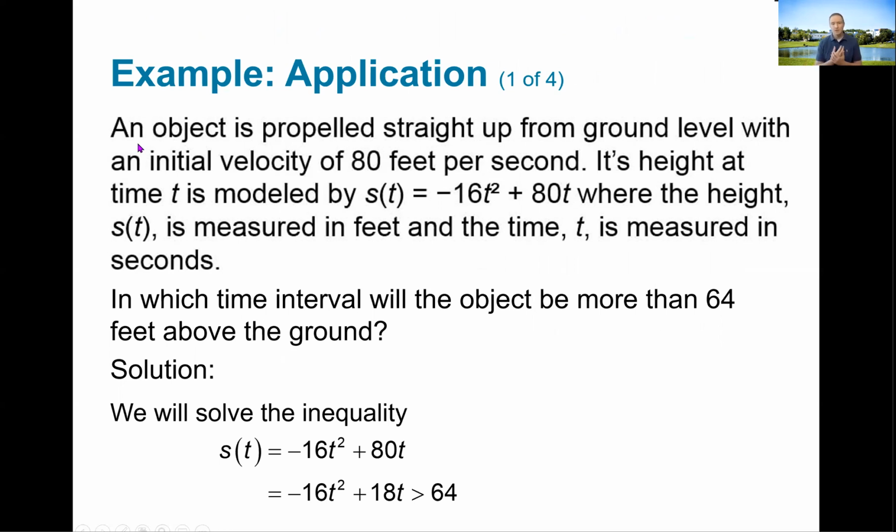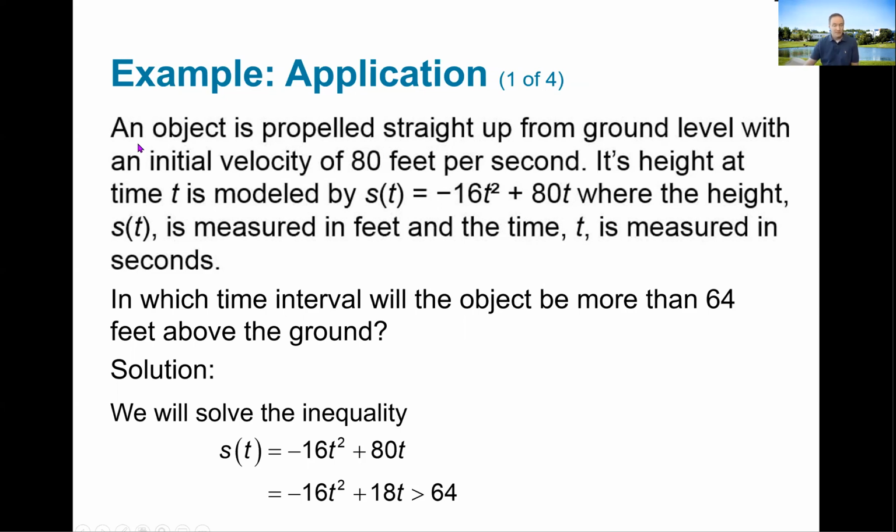Now, looking at that function, let's think about how the following problem is going to come into play. It says an object is propelled straight up from the ground level with an initial velocity of 80 feet per second. Its height at times t, s of t, is equal to -16t squared plus 80t, where the height, s of t, is measured in feet and the time, t, is measured in seconds. So this is going to be in feet over seconds. In which time interval would the object be more than 64 feet above the ground? So you say, well, okay, we're just trying to find when the height or when the y value of this equation is going to be above 64.